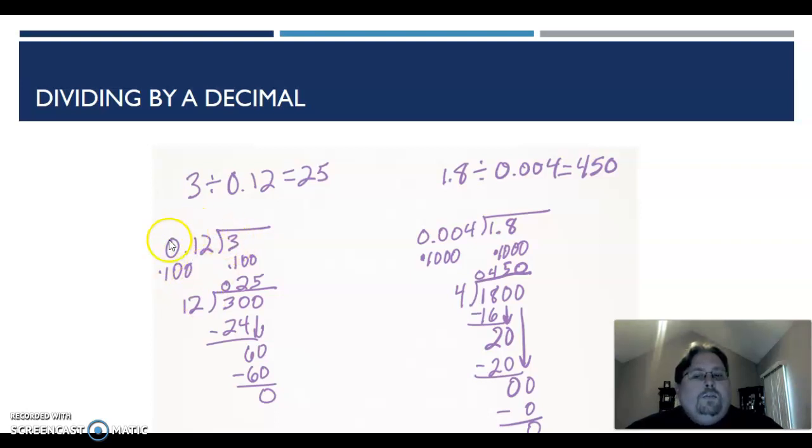And whatever I do to the outside, I have to do to the inside. So 3 times 100 is 300. I go and follow my division, and I end up with 25. So my answer is 25.